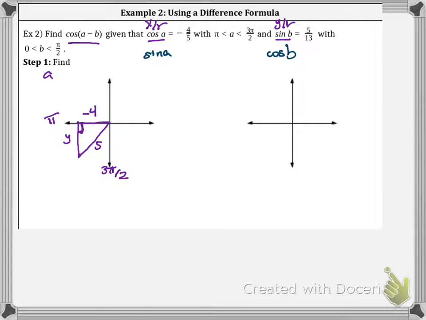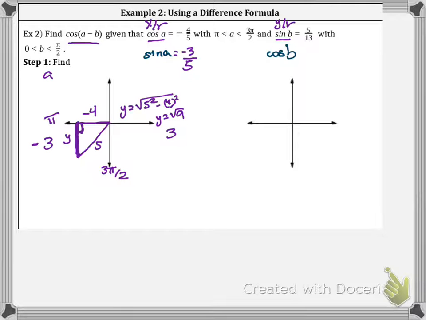We know that y equals the square root of 5 squared minus 4 squared, which is 25 minus 16, which is square root of 9, which means that the y value is 3. And in this case, it's a negative 3, right? Because in this quadrant, the y value is negative. So our sine of A is actually negative 3 over 5.